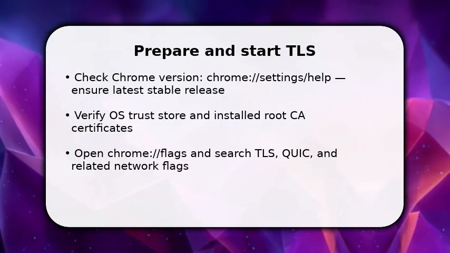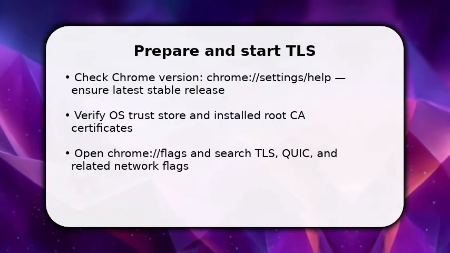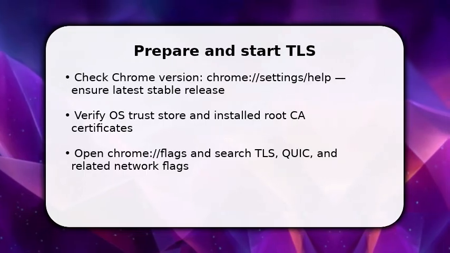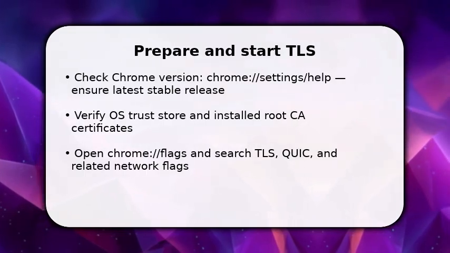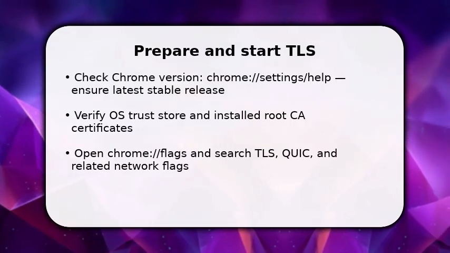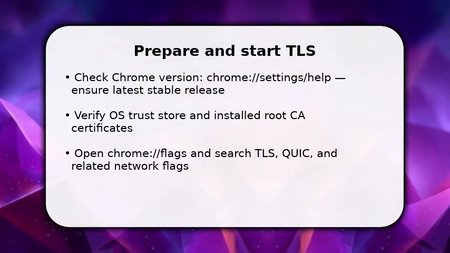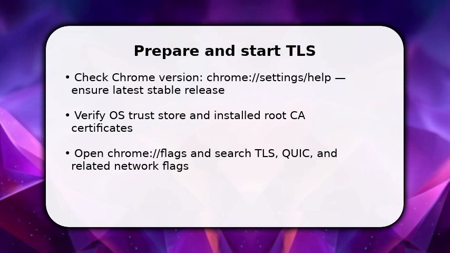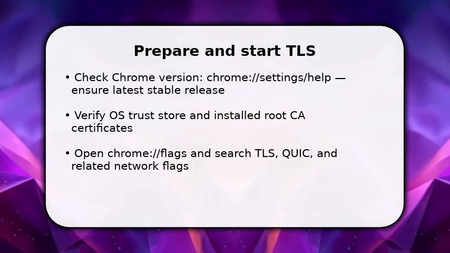Next, open Chrome, //flags and locate TLS, TLS 1.3 and related entries, don't change random flags. You'll adjust only specific settings shortly. This prevents accidental instability while you proceed to the actionable configuration steps.